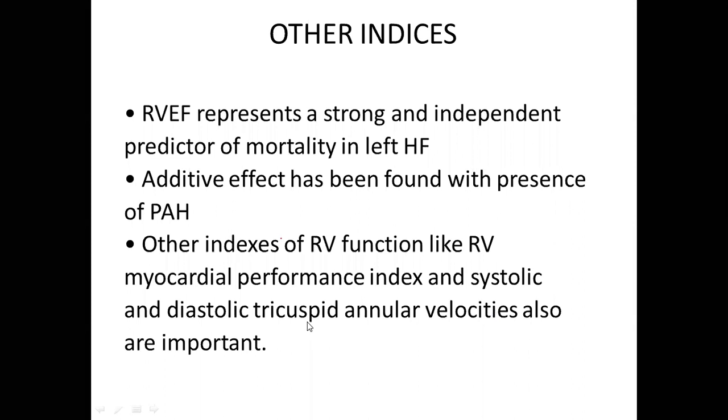How can you calculate the RV ejection fraction? By using 3D echo or MRI. And what are the reliable indicators of decreased RV function from 2D echo? TAPSE is the most important, and tissue Doppler showing a decrement in S prime. So this is the way we use it. If you have decreased S prime and decreased TAPSE, they may indicate that the patient has a poor RV ejection fraction.